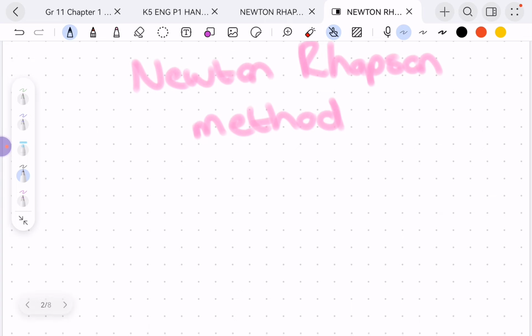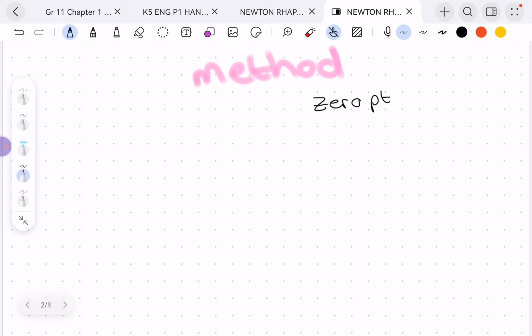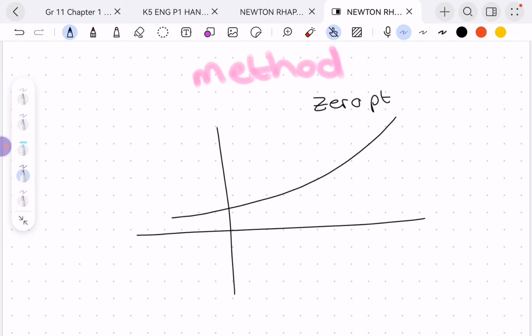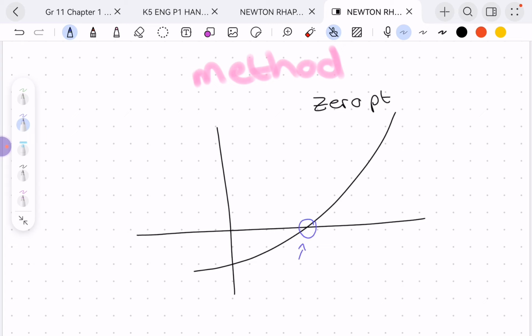Newton-Raphson metode gaan ons gebruik om die kritieke waardes, die nulpunte, or zero points, to find that of a graph, any graph. What the concept says, if there is some type of function, let's say the function looks like that. We're trying to get to this point. That is our aim. Dis wat ons probeer. Ons probeer die nulpunt kry.